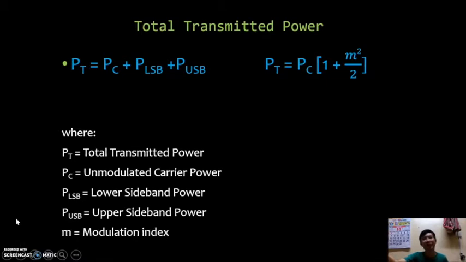The total transmitted power is expressed as P sub T equals P sub C plus P sub LSB plus P sub USB, which is also P sub T equals P sub C times the quantity of 1 plus M squared over 2, where P sub T is the total transmitted power in watts, P sub C is the unmodulated carrier power in watts, P LSB is the lower sideband power, also in watts, and P USB is the upper sideband power. M is still the modulation index.